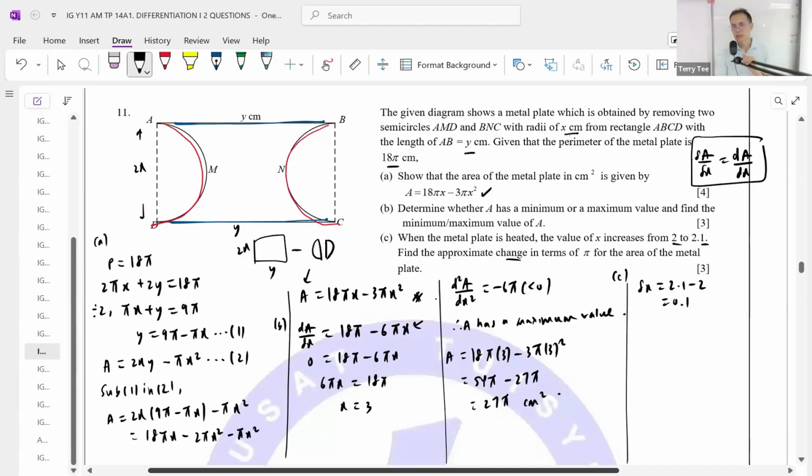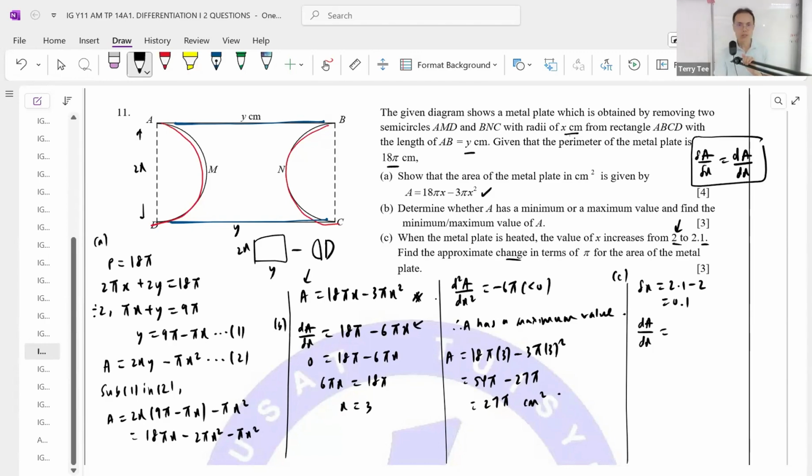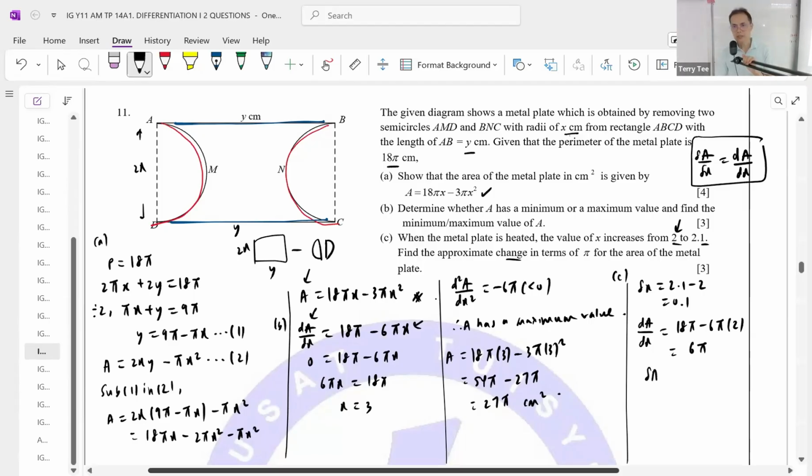We just have to find our dA/dx first, guys. When your x is 2, so you sub inside your dA/dx. dA/dx will be 18 pi minus 6 pi times 2. 6 times 2 is 12. 18 minus 12 is 6 pi. So take your delta A, divide by delta x 0.1. The result is 6 pi. Multiply over, you get 0.6 pi. Okay, so that will be in cm squared. So when your x increased by 0.1, your area of the metal plate increased by 0.6 pi.